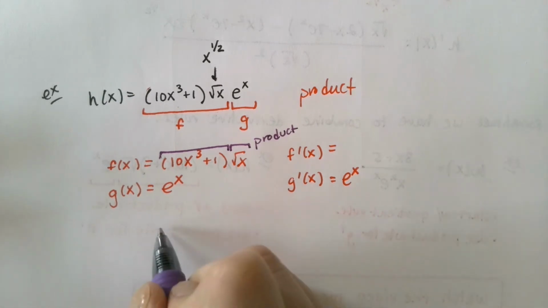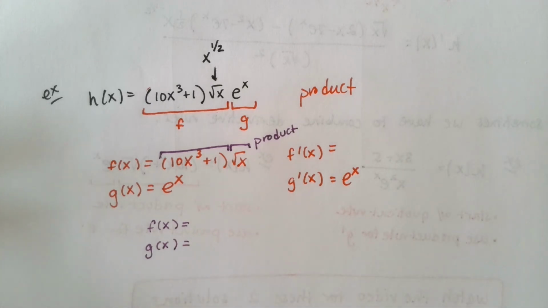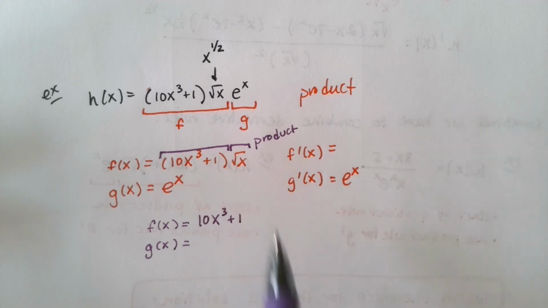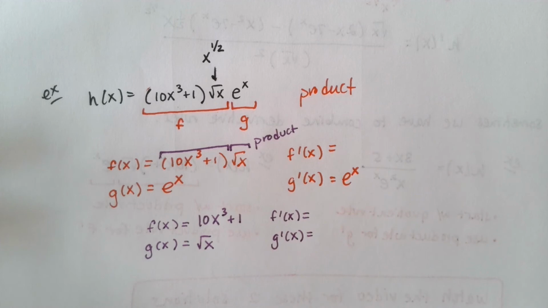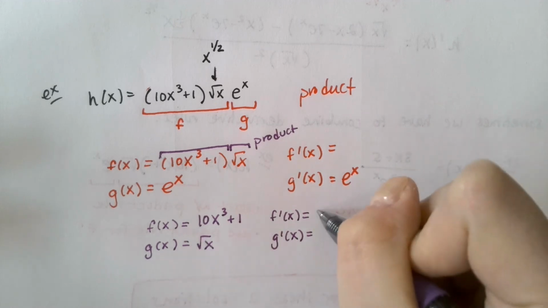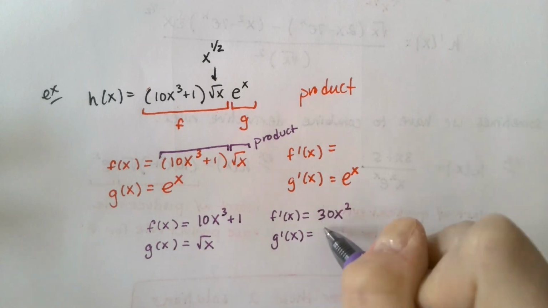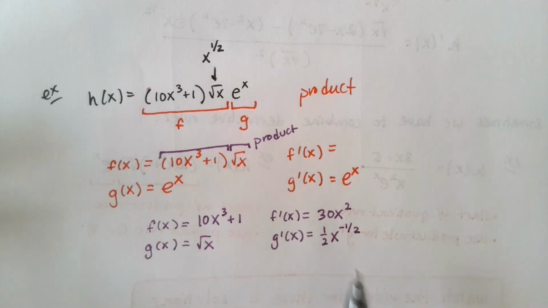So I'm going to set up for my product rule in purple. So the f of x is 10x cubed plus 1, and the g of x is root x. Right, so now I have to compute the derivative of each of those, which I can do in a single step now. So 10x cubed plus 1 will give me 30x squared plus 0. Remember that the square root of x is x to the 1/2 power. So its derivative is 1/2 x to the negative 1/2 using the power rule. So this is nx to the n minus 1 here.